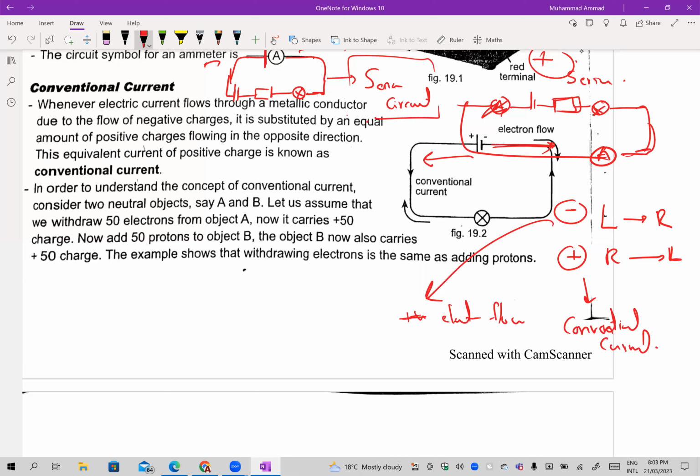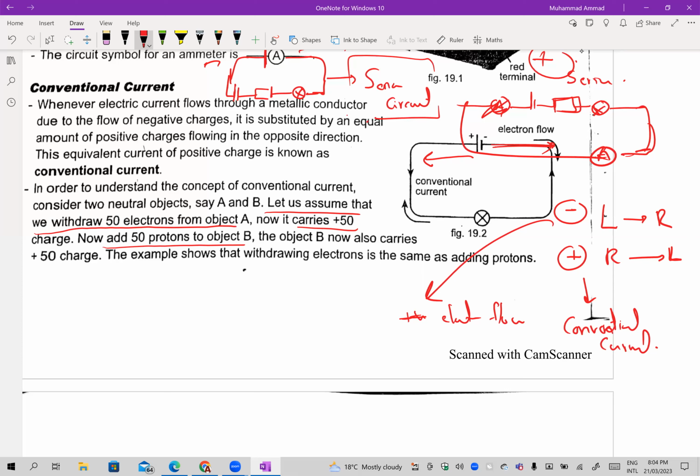So, for example, look at this. We withdraw 50 electrons from object A. Now it carries positive 50 charge. Now add 50 protons to object B. Object B now also carries positive 50 charge. This example shows that withdrawing electrons is the same as adding protons. This is the reason why if the electrons move in one direction, the protons would move in the opposite one. So withdrawal of electrons is equal to addition of protons.